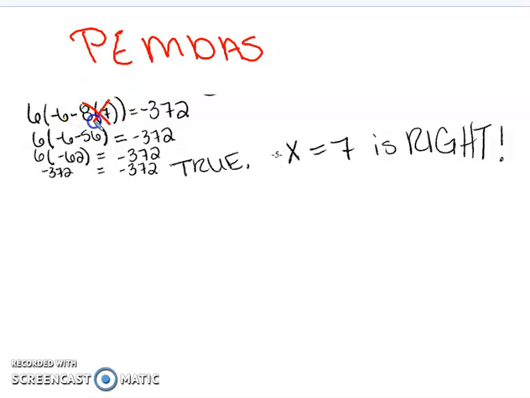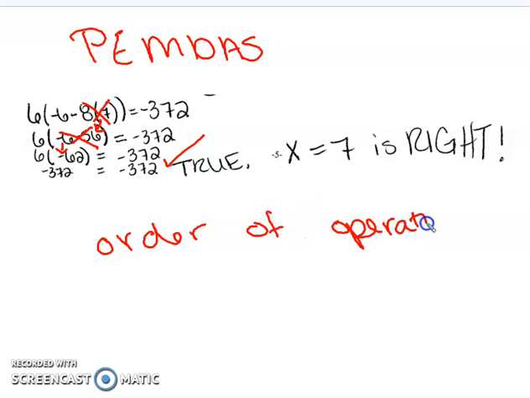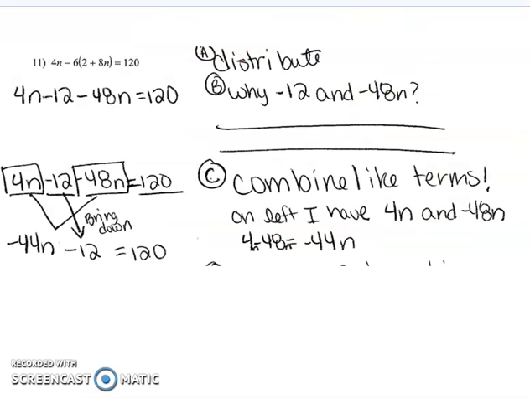8 times 7 is 56. Negative 6 minus 56 is negative 62. 6 times negative 62 is negative 372. It's true. This is all order of operations when you check it. We are right. All right, last one.